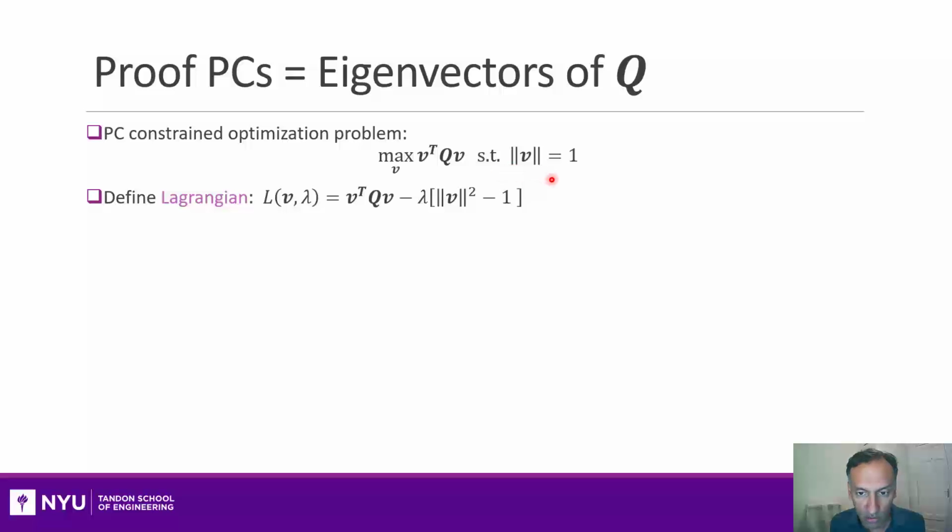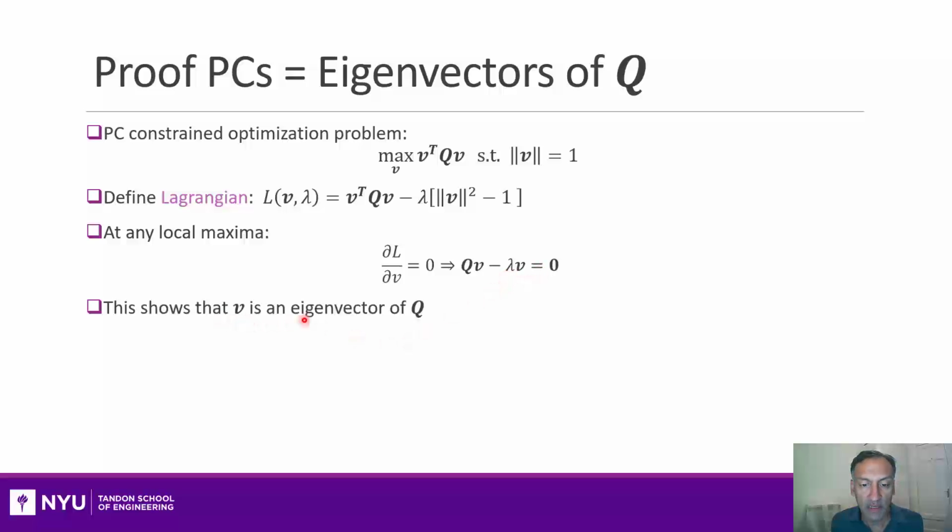And then, if you recall from constrained optimization, any local solution to this has to satisfy the property that the derivative of the Lagrangian with respect to v is equal to 0. So just like in unconstrained optimization, you take the derivative of the objective function. In constrained optimization, you take the derivative of the Lagrangian. And I'm not going to show it here, but it's pretty easy to show that the derivative of v transpose Qv is just 2 times Qv. And the derivative of this norm v squared is 2v. So if you put that in here, set it equal to 0, you get Qv equals lambda v. And that means that v is just an eigenvector of Q. So that's how we show that.